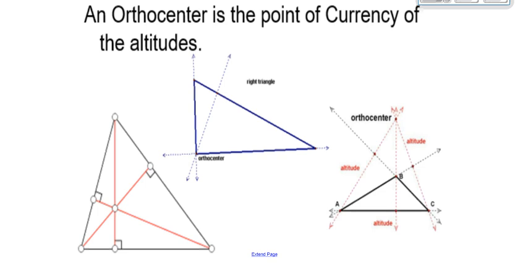So the orthocenter is the point of concurrency of the altitudes. Before you start writing, I want to explain it could be inside or on the triangle or outside, just like the circumcenter could be inside, outside, or on the triangle. The orthocenter has similar properties in that way.